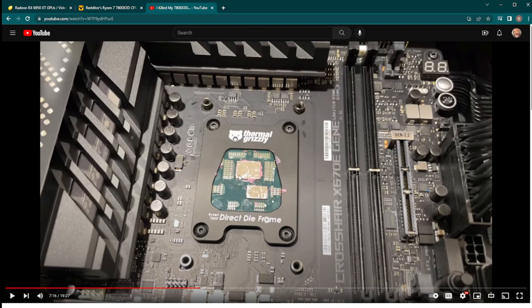So that way you can cinch your cooler down on it, and as long as you do it right and you get a good mount, you're not worried about the chip breaking. That's why direct die mounting of a cooler is a little bit risky.